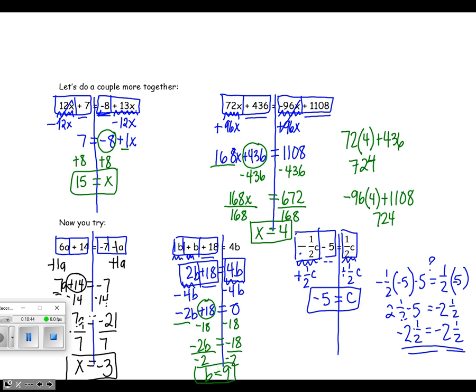Hopefully that helps you understand how to solve equations with variables on both sides. Tomorrow, we're going to put everything together and talk about our steps for solving multi-step equations.